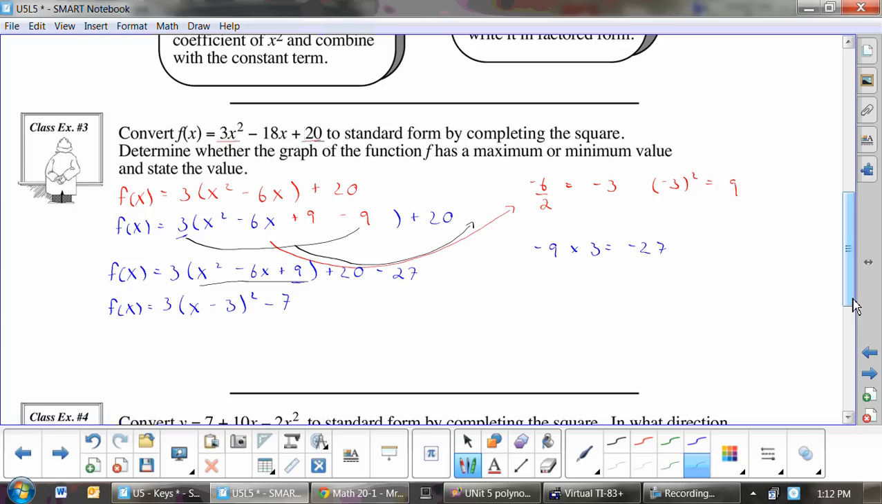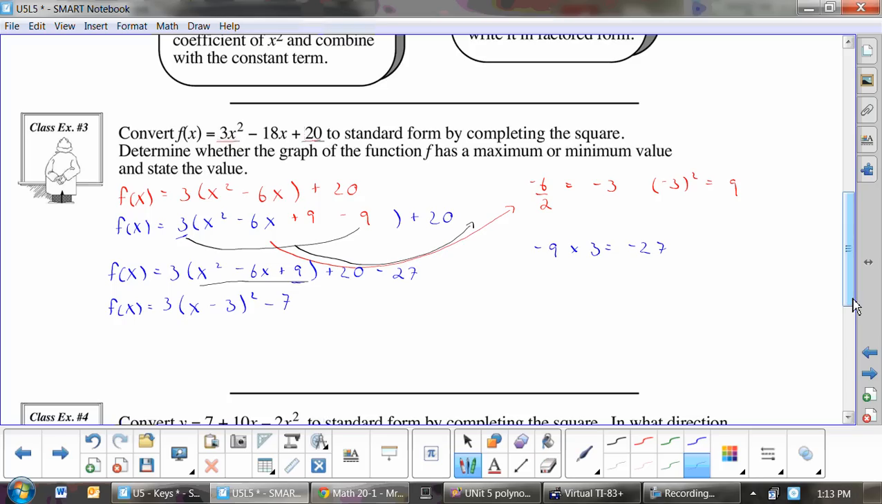Yeah, Aaron? Okay. So the 3 has to multiply to everything inside of the brackets. So because we still have this here, we have to keep that 3 there. Okay? And to get that negative 9 out, we have to multiply it by the 3. Okay? So that's a good question.